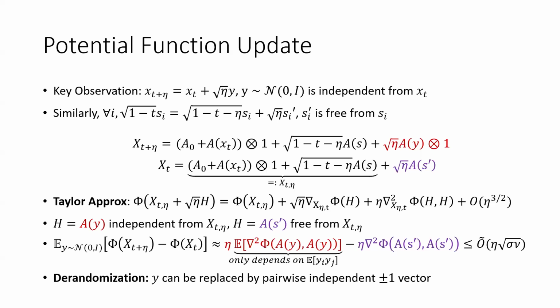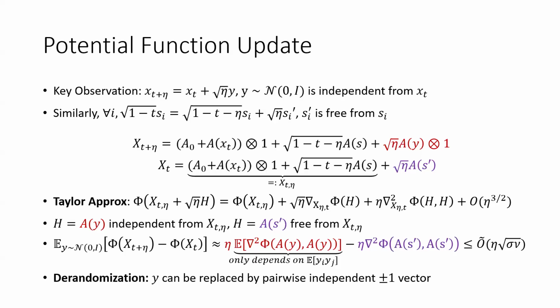And as for how to de-randomize this thing, essentially the key to notice here is that this change in potential, because it only depends on the second order term, I don't actually need y to be a Gaussian vector. I just need it to be a random vector whose second order statistics match those of an independent Gaussian. So I can pick it to be a random plus minus one vector with pairwise independent entries. And this is a much easier thing to work with than Gaussians, because then I can just iterate through the entire support of this y, and I can get the bound. And I can deterministically find a vector satisfying this bound.